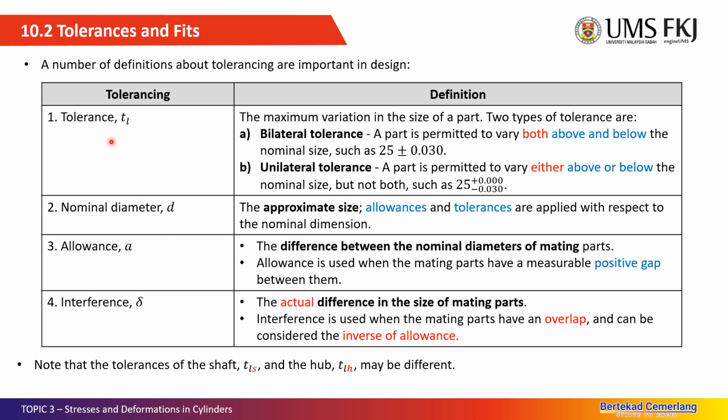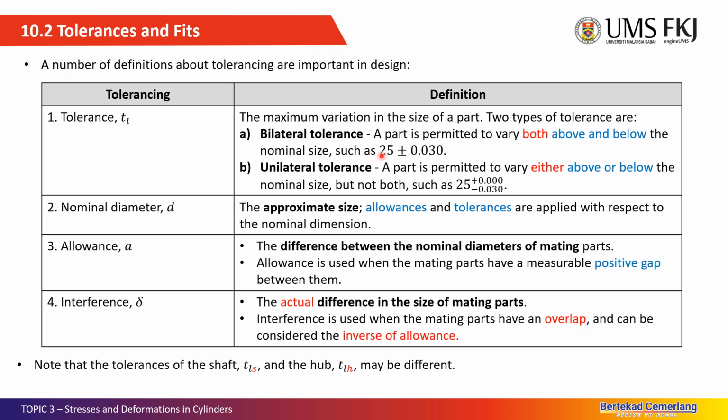So actually, the tolerance, TL, is actually the maximum variation in the size of a part. So actually it's a maximum size of a certain part. There are two types of tolerance. One, we have bilateral tolerance. Another one is unilateral tolerance. When we say bi, it means two. When we say uni, it means one. Okay, it means bilateral is a part that is permitted to vary both above and below. It means two. It can vary above and below the nominal size.